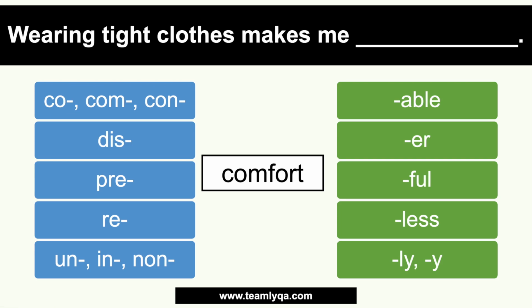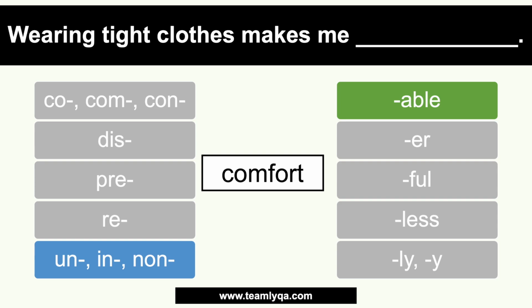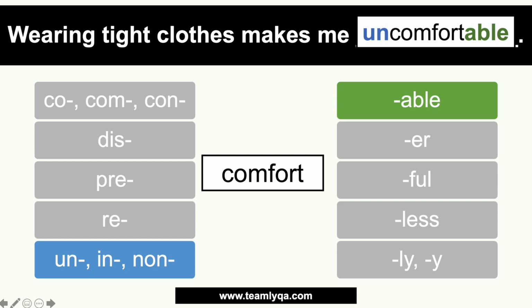Now, there is a word na discomfort. Pero, discomfort ba yung tamang sagot? Balikan natin yung sentence. Wearing tight clothes makes me blank. So, it has to be a feeling. No? It has to be something that you feel. So, discomfort, it's just a noun, no? Pero ito, it makes me feel what? Uncomfortable. Ayan. So, uncomfortable, yan, ganyan ang spelling natin. You have the prefix un or not, comfortable. So, you don't feel or you don't have the characteristic of being comfortable. Okay? Uncomfortable.